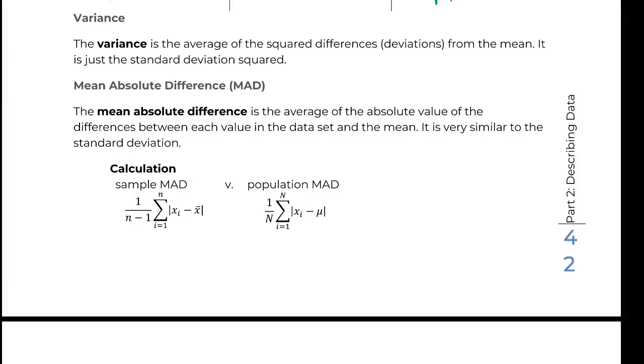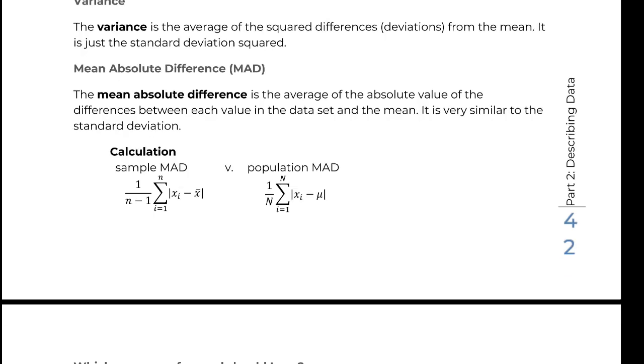All right, so the last thing are our last two measures of spread or dispersion or variance or variation, whatever you want to call it, or variability. One is variance. Variance is literally just the standard deviation squared. So I'll take a moment and write that down.